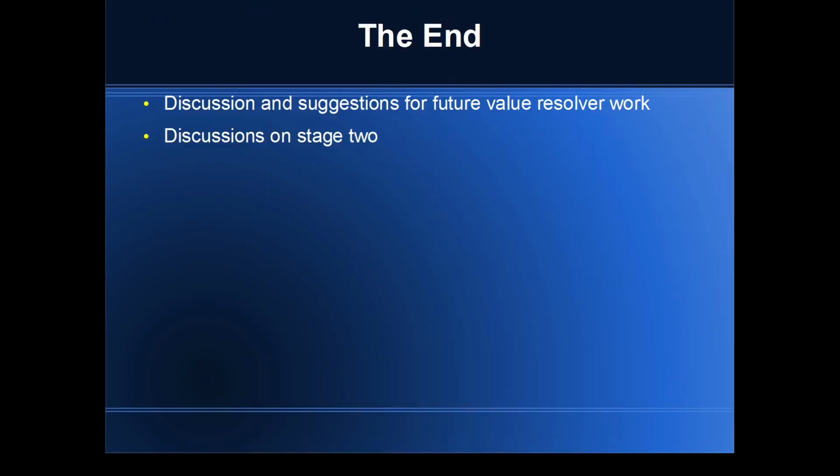Okay, so that's the end of the discussion and suggestions for future value resolver work. We're also going to do the discussions on stage 2. And like I said, we have the PDF, which we will go over in the live meeting, and we can look at different pictures and discuss in more detail. And I might even provide a link for the PDF on the YouTube page if I can.